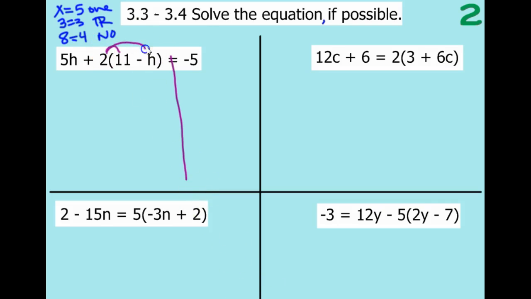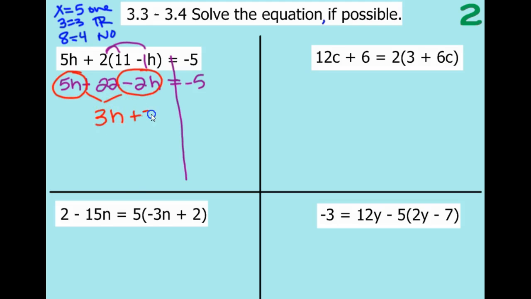We need to distribute this. Draw a box if you need to. 2 times 11 is 22. 2 times negative 1h is negative 2h. We have this 5h over here. So when we combine our like terms, 5h minus 2h is 3h, plus 22 equals negative 5.